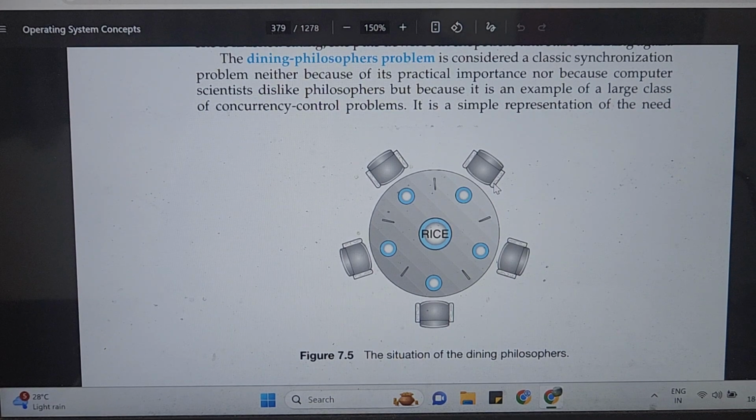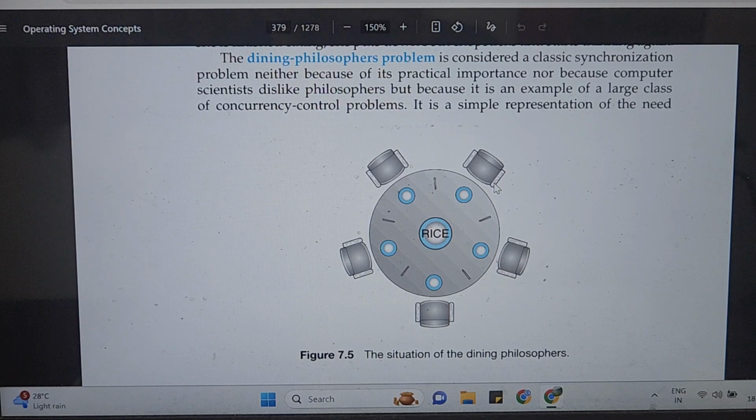Okay, we've been seeing some classic synchronization problems for quite a while now, and what we're going to be looking at right now is one of the most popular, most widely dealt with, and one of my personal favorite problems, one of the most interesting ones I believe you will encounter throughout this course. It's called the dining philosopher's problem.